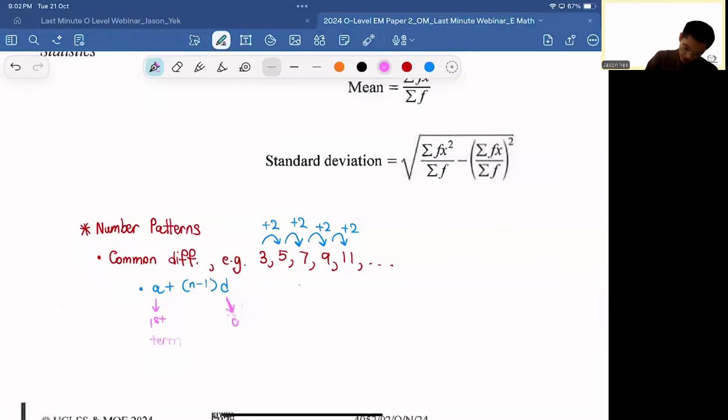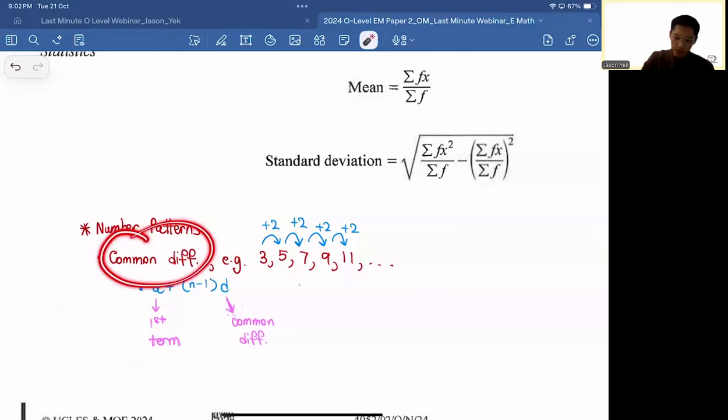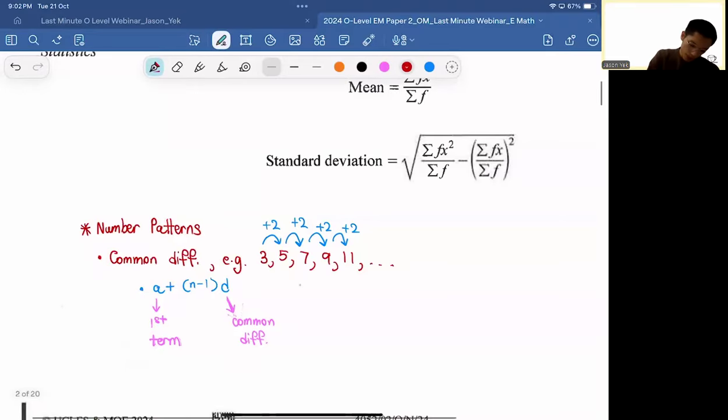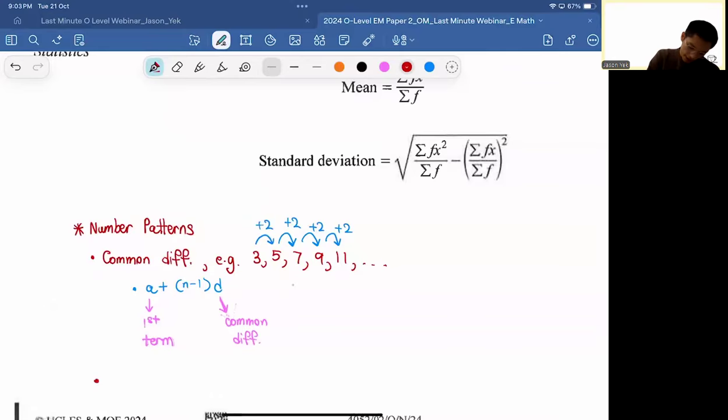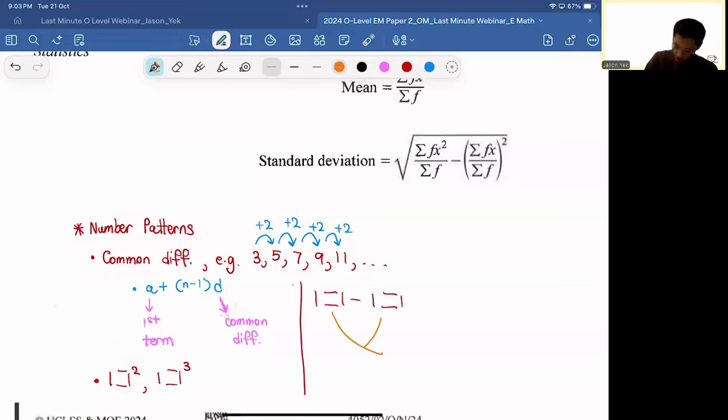Okay, this is your common difference. For common difference, you can take note of this. One thing about number patterns is you will usually need to spot for common difference, or another common one is maybe even numbers where you have something square or something cube. And lastly, if you have a sum or a subtraction, usually both of them will follow different patterns. So something you all need to take note of.